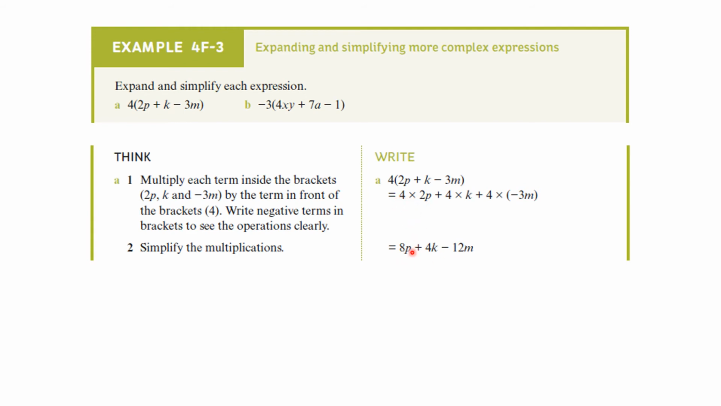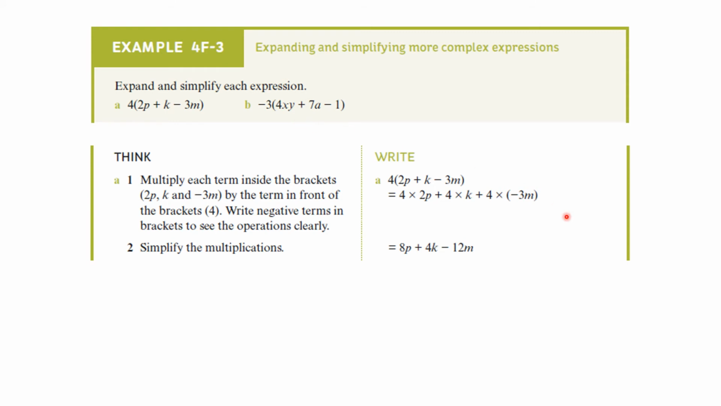4 times 2 is 8. Just a p on its own next to the 8. 4 times k, get rid of the times sign, it's 4k. 4 times negative 3 is negative 12. This m on its own, put it next to the 12. No more can do with that. Final solution.